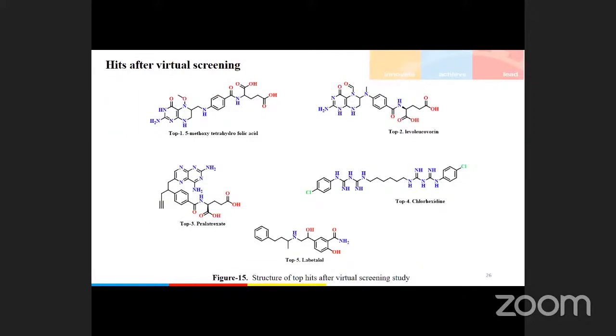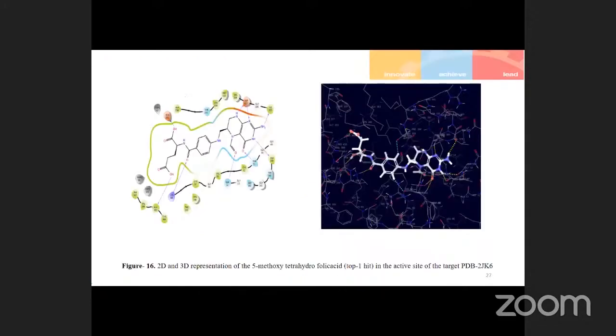Just now I have explained the top 5 hits: 5-methoxy tetrahydrofolic acid, then leucovorin, then pralatrexate, then chlorhexidine, then labetalol. So currently we are in the process, and fortunately all are commercially available drugs.